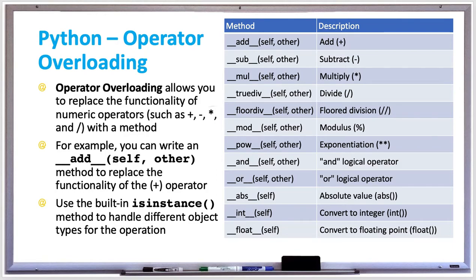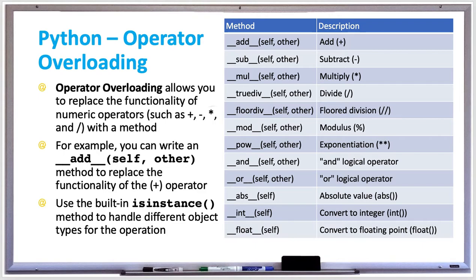Operator overloading in Python allows you to replace the functionality of numeric operations, such as the plus sign for addition, minus sign to subtract, asterisk to multiply, and the forward slash to divide. And you can do that by writing your own method that will replace what these operators can do.